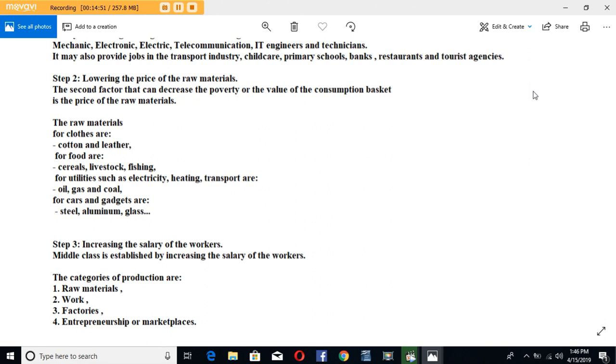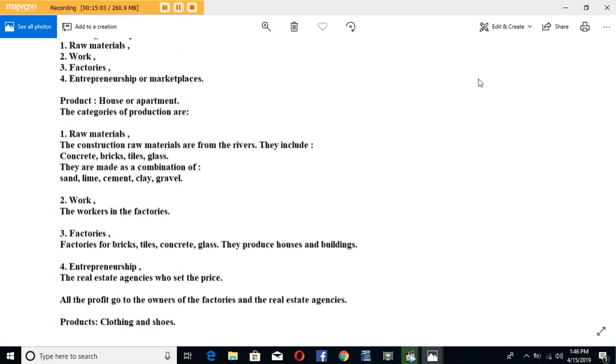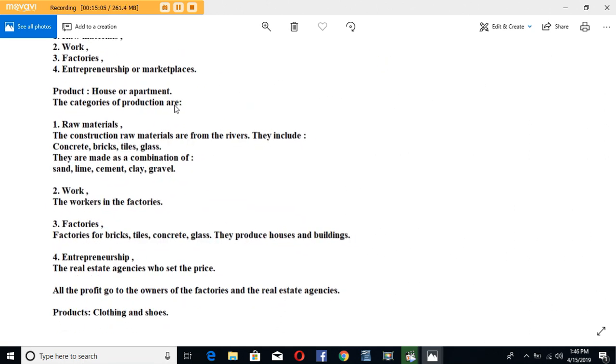The categories of production are 1. Raw materials, 2. Work, 3. Factories, 4. Entrepreneurship or marketplaces. Product: house or apartment. The categories of production are 1. Raw materials. The construction raw materials are from the rivers. They include concrete, bricks, tiles, glass. They are made as a combination of sand, lime, cement, clay, gravel.